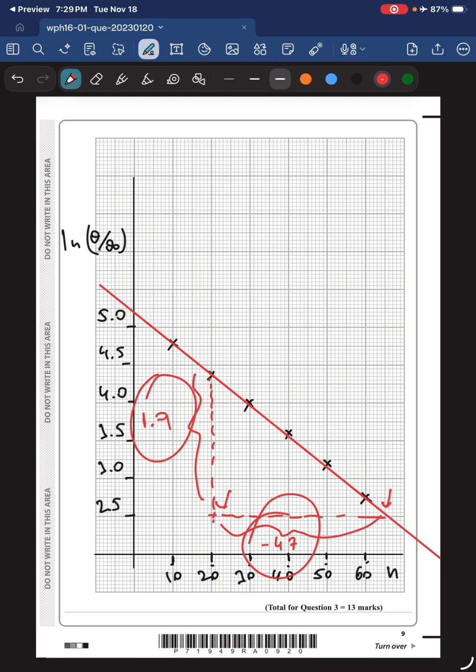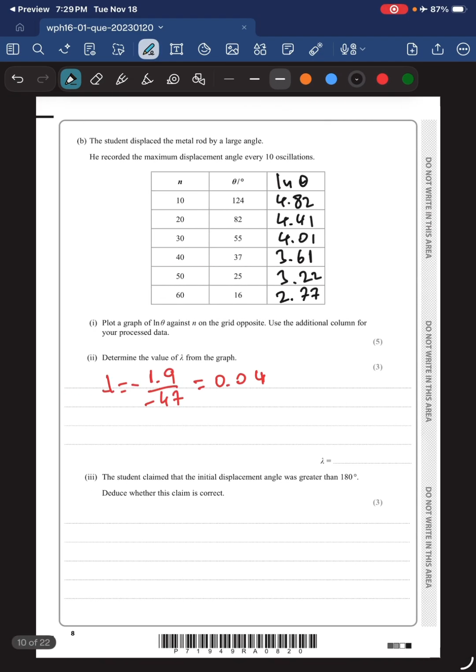And about the graph, take advantage of this square here, this square or this square, etc. It's good to have jumps of 10 for the n and jumps of 0.5 for the ln. And it's okay if your graph does not start from 0. That's important. All right.